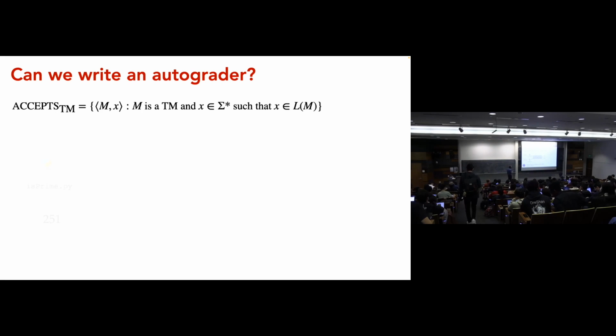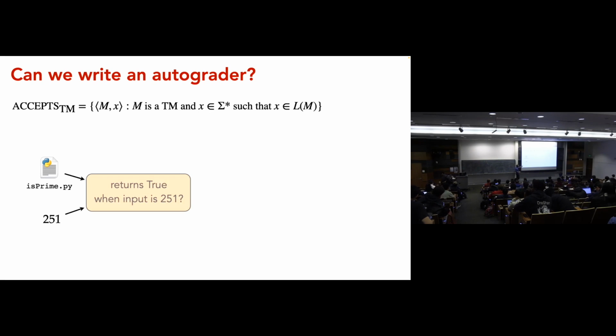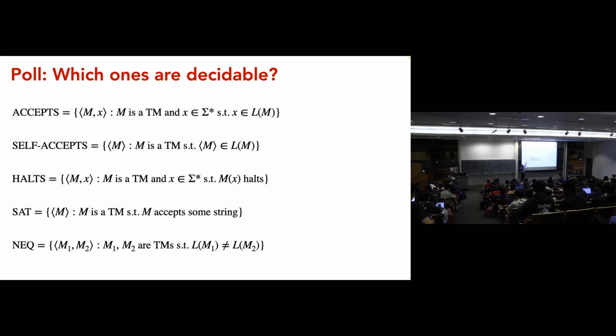So is there an algorithm that solves not equality? Accepts TM is another one. Now you're given some Python function and some input, let's say 251, that's supposed to be fed into is prime. And I want to know, does this Python function on input 251 return true or not? I want to write an algorithm for that. Of course, when you want to write an algorithm for these kinds of things, no matter what the input is, it should give you the correct answer. That's what it means to have an algorithm for a problem.